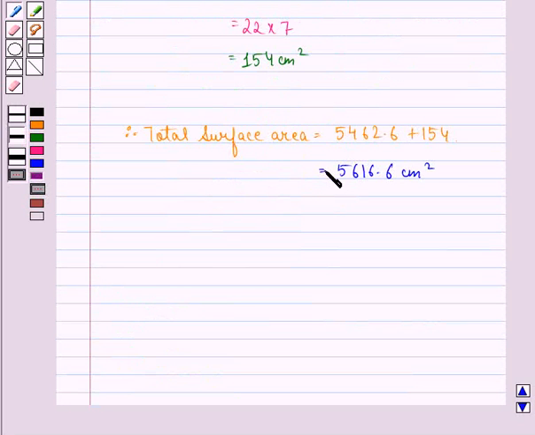So our answer to this question is, the capacity of the bucket is 48510 centimeter cube and the surface area of the bucket is 5616.6 centimeters square. So this is our answer to this question.